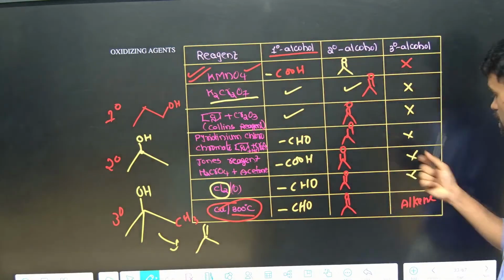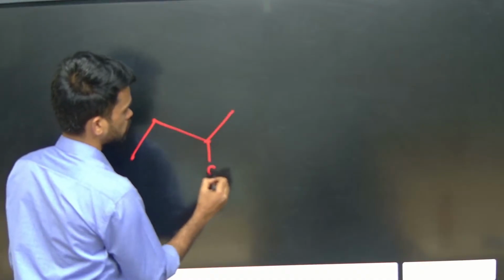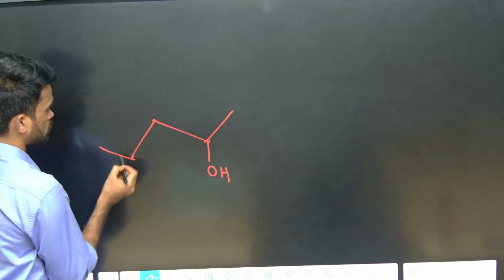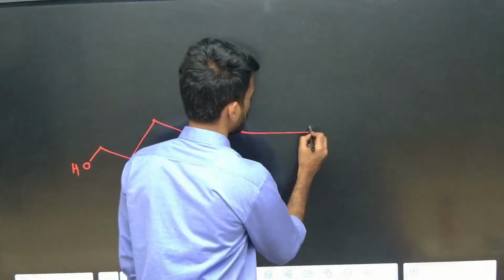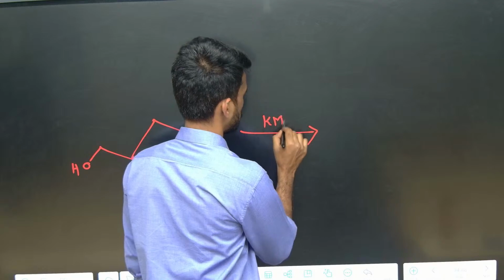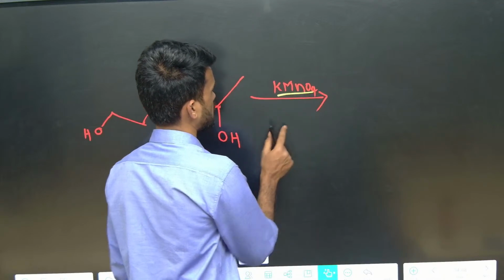Okay, this is the table to be remembered. Right, one of the important tables. Okay, so now the question will be in this manner. So an excess quantity of KMnO4 we are taking here. What happens, tell me?